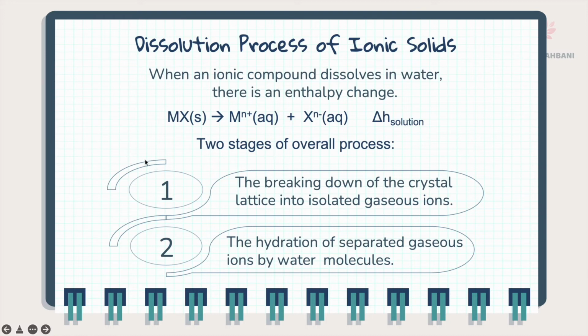There are two stages for the overall process. The first stage is to break down the crystal lattice into isolated gaseous ions. We break down the crystal lattice of the solid into gaseous ions. After it becomes gaseous ions, we hydrate the separate gaseous ions with water molecules. That's why the final outcome is in the aqueous state. We can calculate delta H solution from this. This process is called the dissolution process.